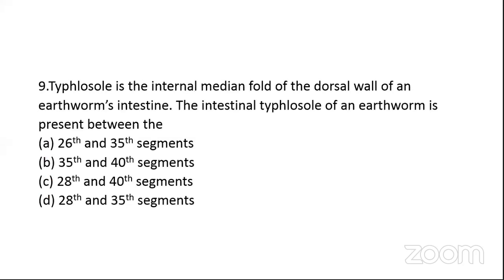Typhlosole is the internal median fold of the dorsal wall of earthworm's intestine. Intestinal typhlosole is present in between 26th and 35th segment. It is between the 26th and 35th segment.